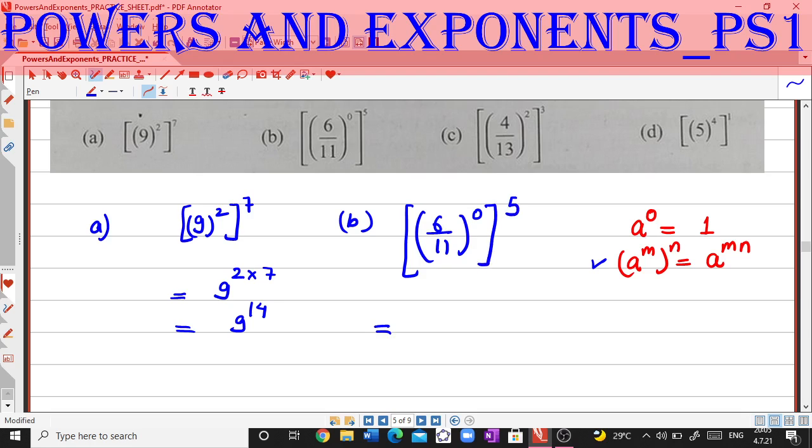Now you know, first of all we have to solve this small bracket. So 6 upon 11 raised to the power 0, the value of this is equal to 1, and 1 raised to the power 5, that means you need to multiply 1 by 1 5 times. So the answer is 1 only. So this way you can solve these type of questions. Remember, this is very easy.